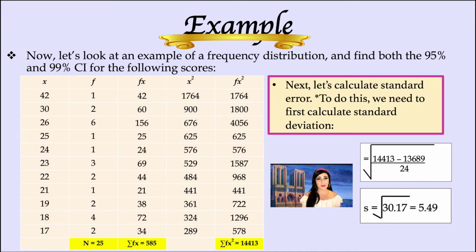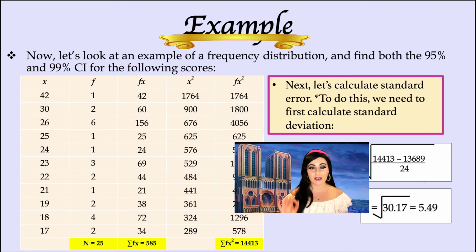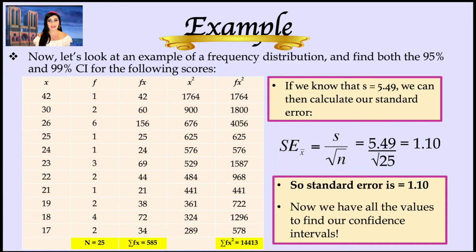5.49. But remember, for our formula for confidence interval, we're not interested in standard deviation, we are interested in standard error. So we need to take one more step and calculate standard error from standard deviation. So the formula for standard error is standard deviation divided by the square root of n. If our standard deviation was 5.49 and our n is 25, we are going to divide 5.49 by 5, and we are left with 1.10. So our standard error is 1.10.